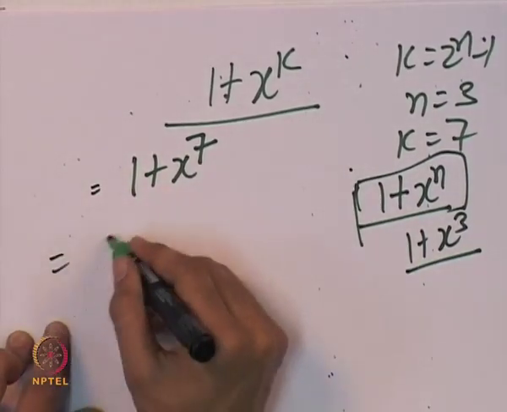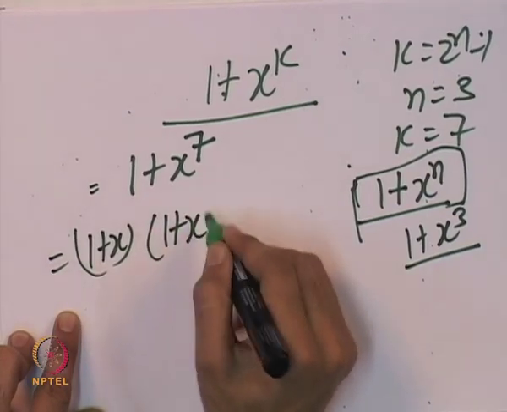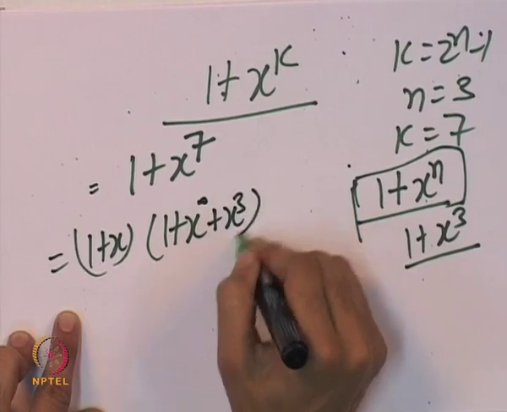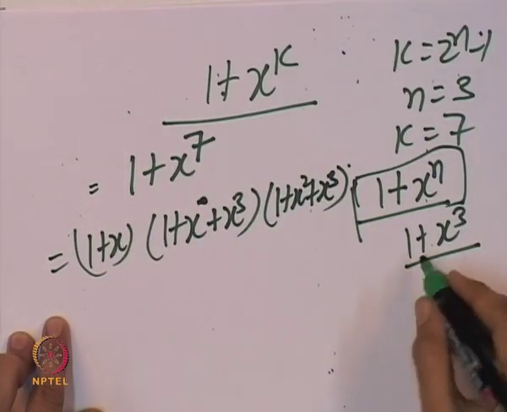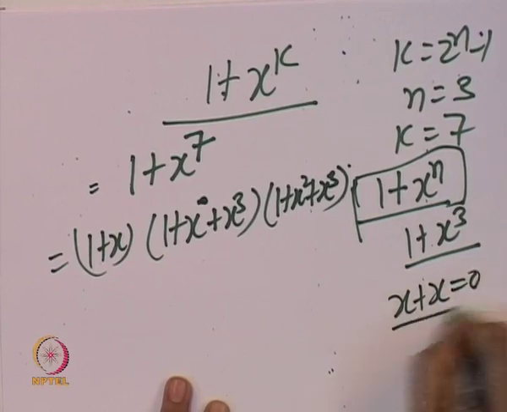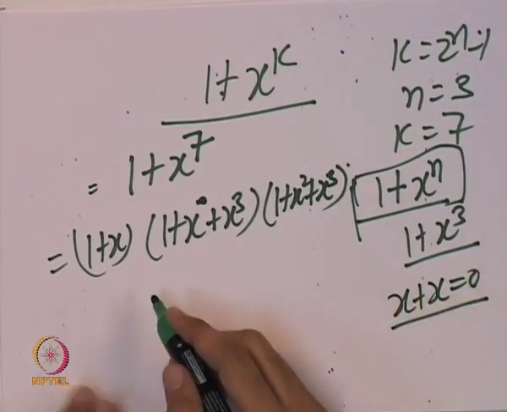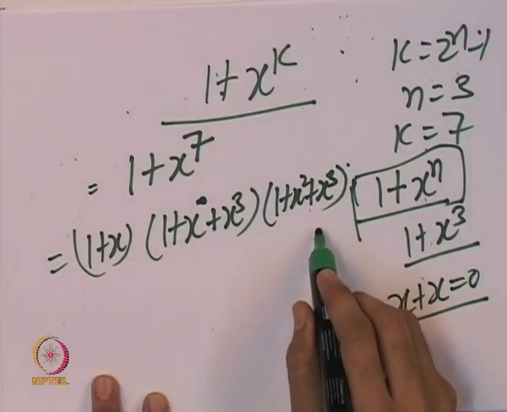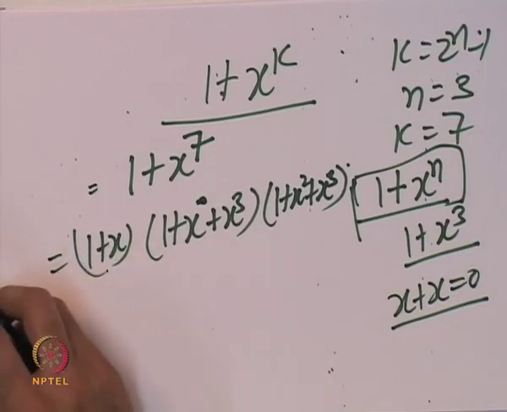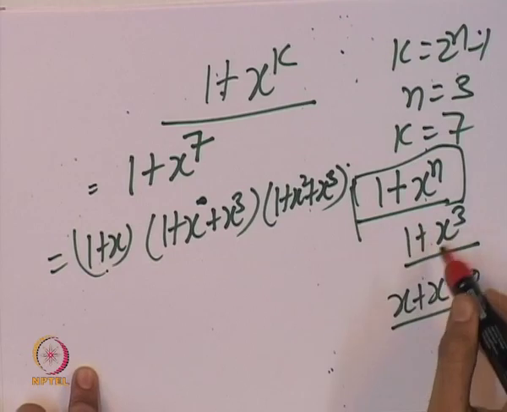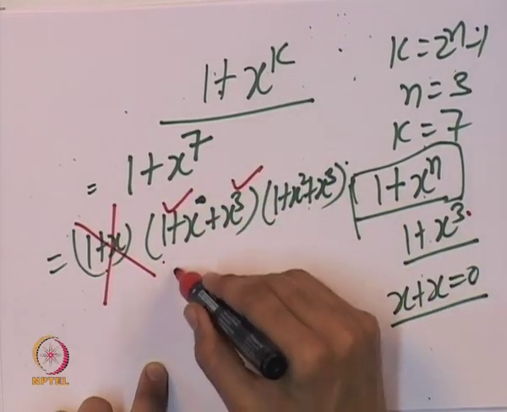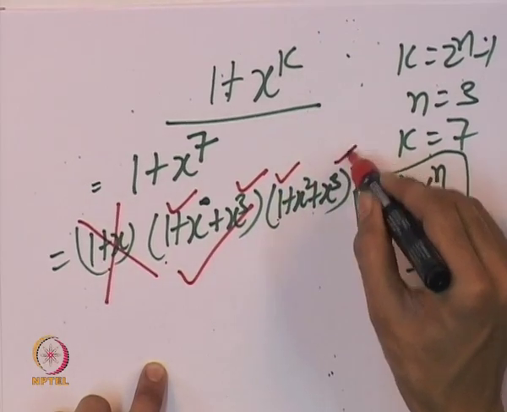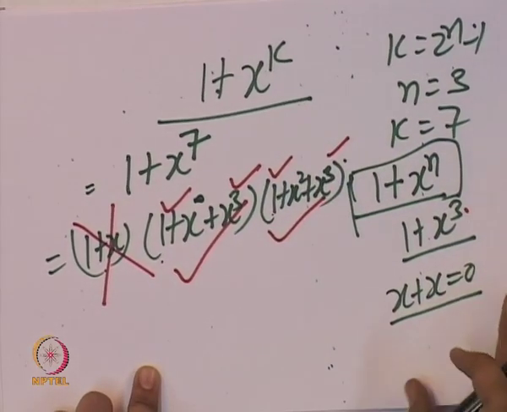Let us look at the factors of this. The factors would be 1 plus x, 1 plus x plus x cube, and 1 plus x square plus x cube. These are the factors of 1 plus x^7. Keep in mind that we are using modulo theory, so x plus x is 0, because plus is an XOR operation. Now let us look at which factor qualifies. Does this factor qualify? It does not qualify, because it does not have the x raised to the power 3 term. So this is an unqualified term. Now look at this, it has 1 plus x cube term. So this is a qualified term. This is a qualified polynomial for LFSR, it is primitive, hence it can give you the longest sequence.